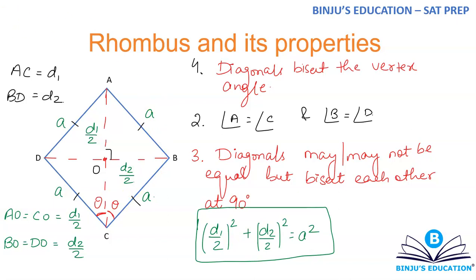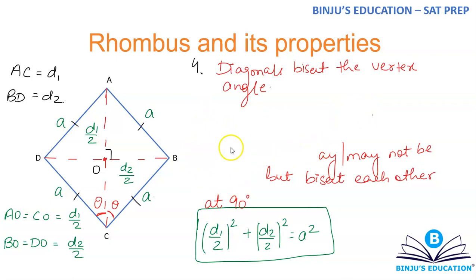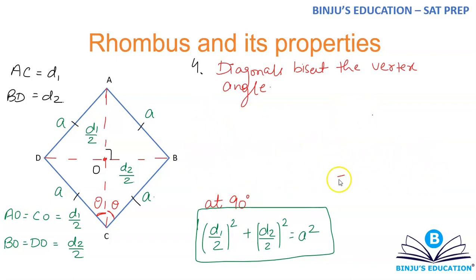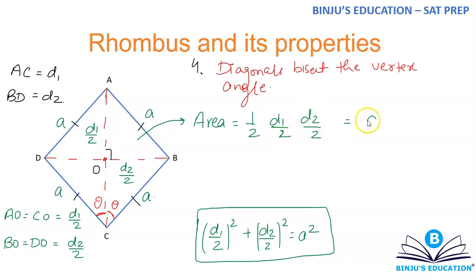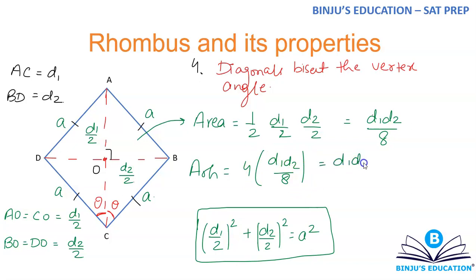Okay, if you want to calculate the area of the rhombus, what you can simply do is calculate the area of one triangle and multiply it by 4. The area of this one triangle is half into D1 by 2 into D2 by 2, which is D1 D2 by 8. And for the entire rhombus, that is 4 times D1 D2 by 8, which is D1 D2 by 2.